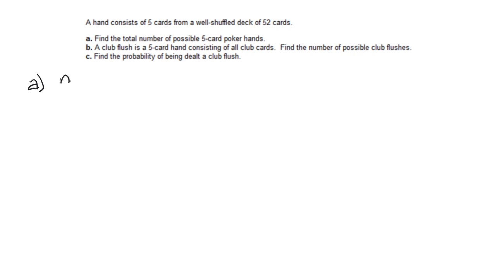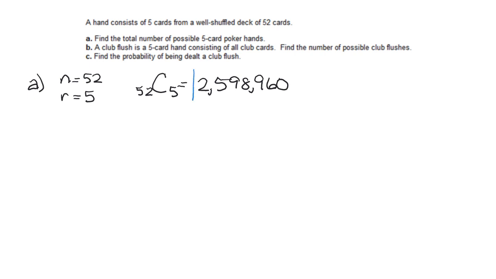And our N is 52. Our R is that we're choosing 5 cards. So this will be 52 combination 5. And if you place this in your calculator, you'll get a very large number, 2,598,960. So that would be the answer to just part A.